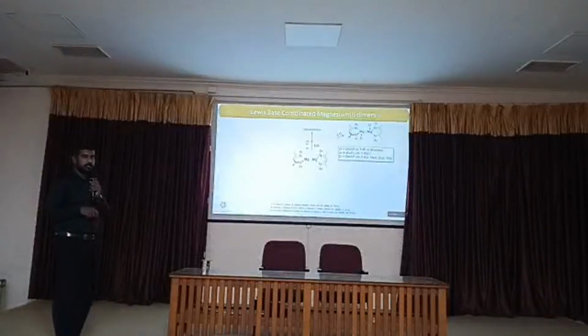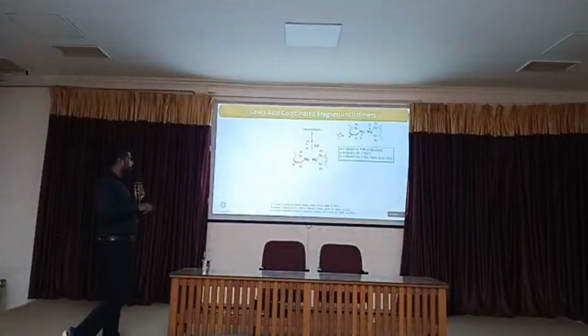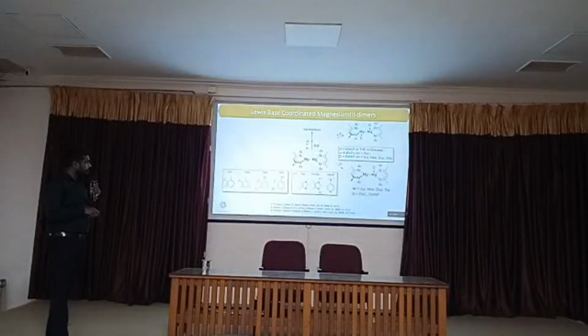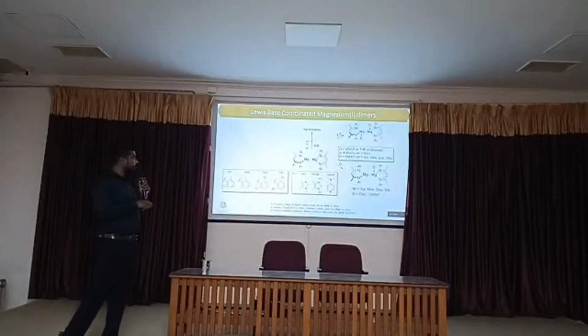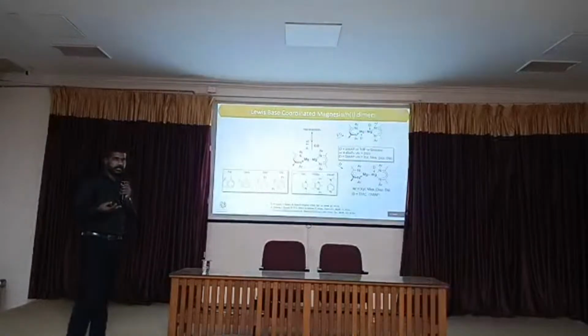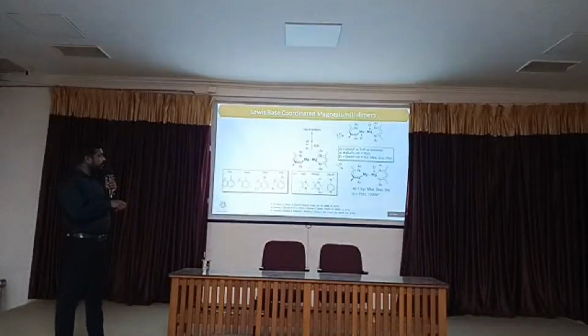This is my postdoctoral work which I did in Australia. Previously, these examples were reported with a donor, D, which is either DMAP or THF. DMAP is a kind of Lewis base, which can donate its electrons to the magnesium. Then the magnesium-magnesium bond distance will increase. For example, here the distance is around 2.8 angstrom, and when you put two donors, either DMAP or THF, the bond length increases and comes close to 3 angstrom. So this work was already done.